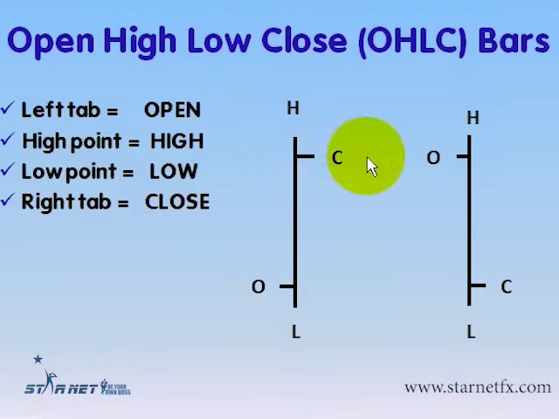A bearish example opens once again at the price tab on the left here, moves at some stage to the higher price indicated here, down to the low price indicated here, and closing at the price indicated by the tab on the right here.